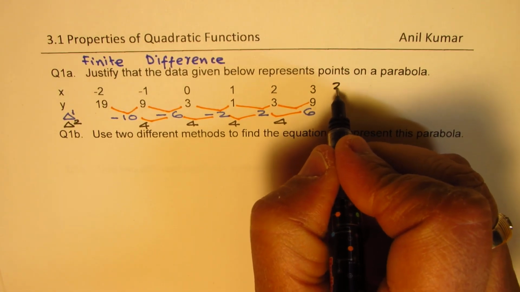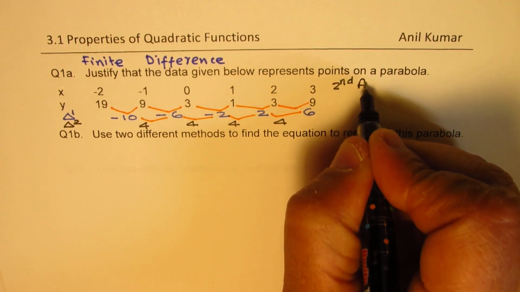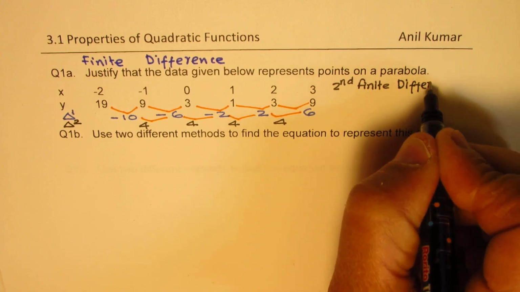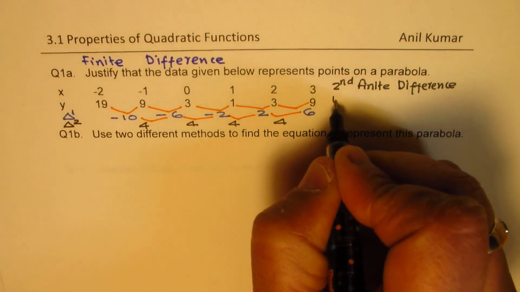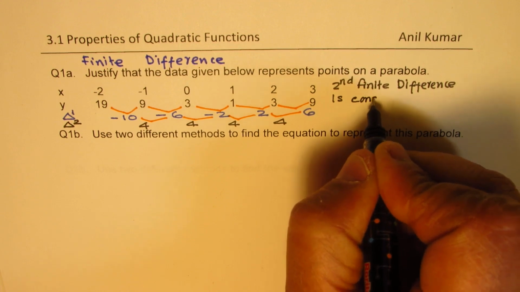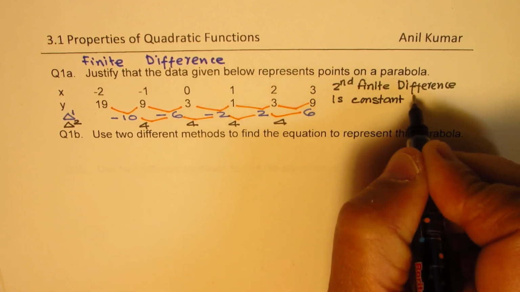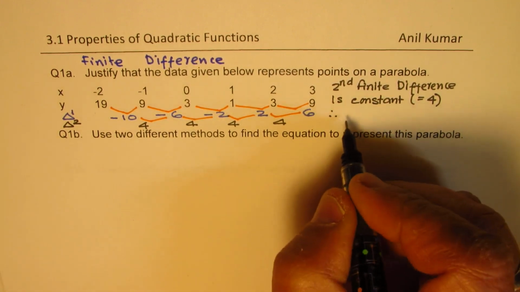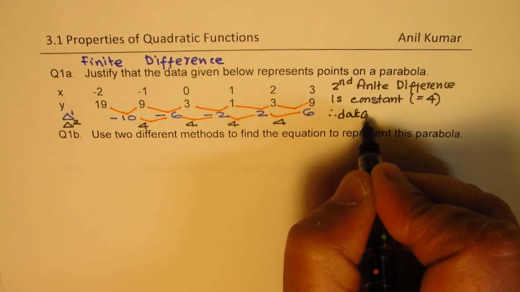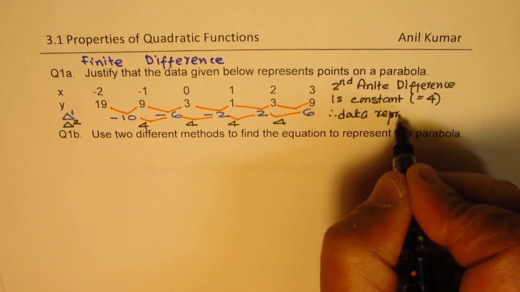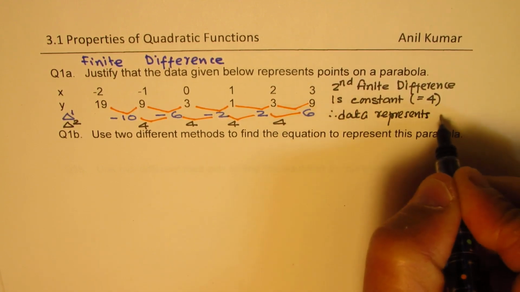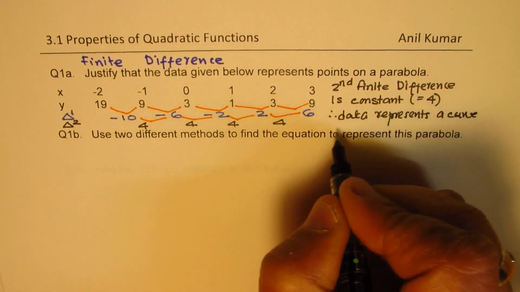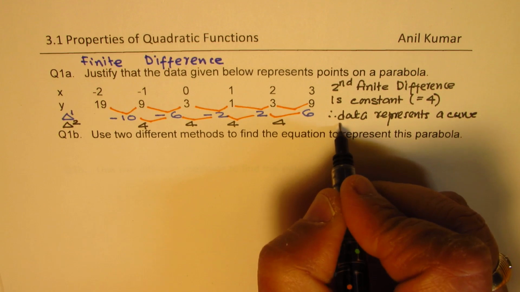So we can write here that the second finite difference is constant. You can say equal to 4, right? Therefore, data represents a curve, parabola.